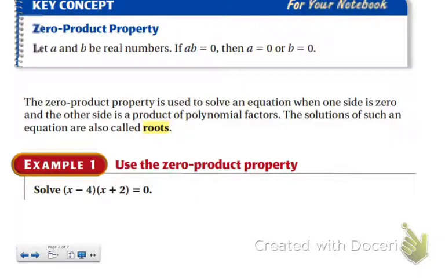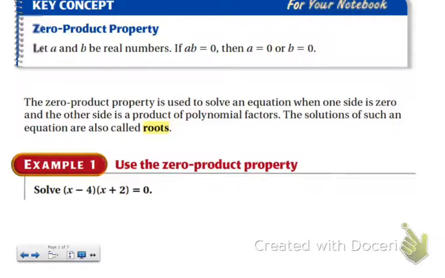So if a and b are real numbers, and we know that a times b equals 0, then it must be true that a equals 0 or b equals 0. So we can use this fact to help us solve polynomials. The solutions that we get are also called roots of these equations, and we'll see more of that later.